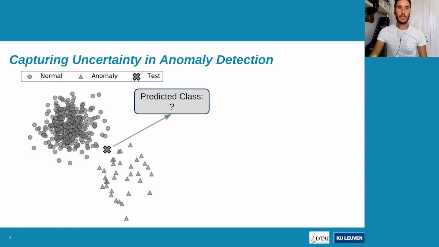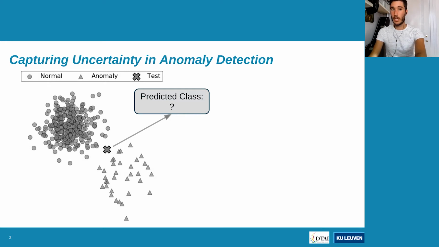I want to motivate this work by applying an unsupervised anomaly detection algorithm to the shown two-dimensional synthetic dataset. While the labels are unknown to the detector, the circles are normal examples and the triangles are anomalies. Our goal here is to make a prediction for the test example denoted by the cross mark in the picture. So what would be your prediction in this case? Would you predict normal or anomaly for the test example?